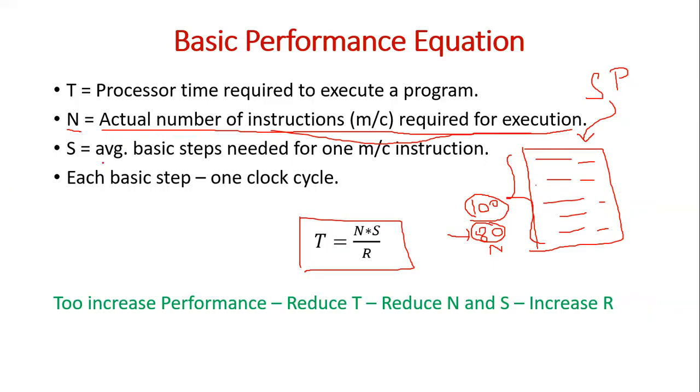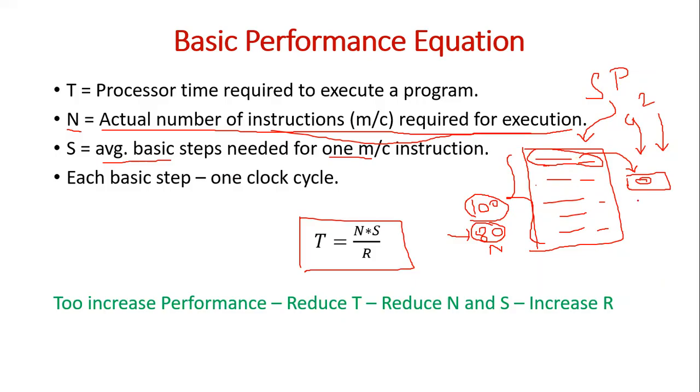And S is the average basic steps needed for one machine instruction. What is that basic step? Assume this is the first instruction, and when you execute it, it may need two operands. So you fetch the instruction from the memory to the processor. After that, it is asking for two operands, operand 1 and operand 2. So again you fetch operand 1, again you fetch operand 2. Then only the operation can be done. So this fetching of operand 1 and fetching of operand 2, this is called basic steps. So this particular instruction has two basic steps.